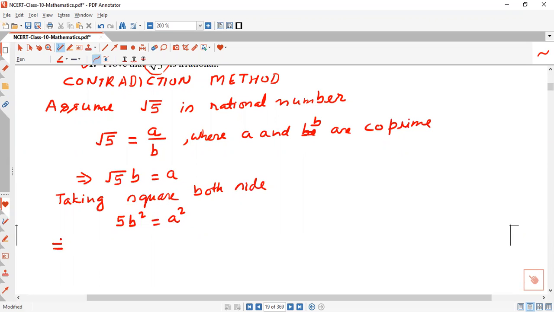which implies that 5 divides a square, because naturally 5 must be a prime factor of a square. Since 5 divides a square and 5 is a prime number, it implies that 5 also divides a.